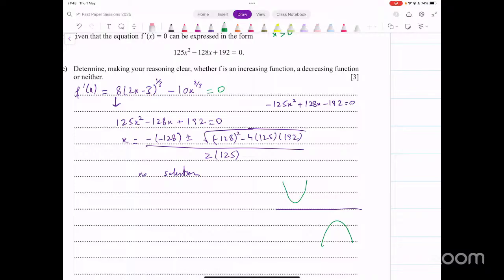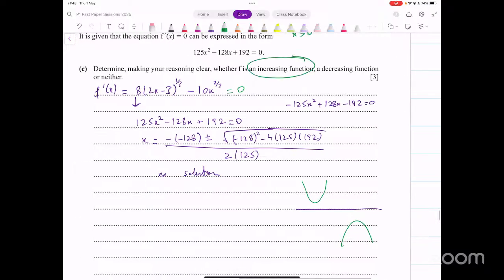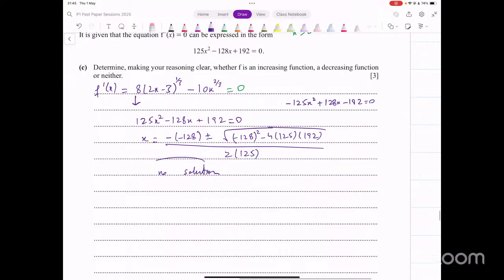Either it's always positive, that means it's an increasing function, or it's always negative. In that case, it's a decreasing function. Now, how do we know which one it is? Whether it's always positive or always negative? This at least tells us that it's going to be one of these two. It can't be neither. Neither is when some part of the derivative is below the x-axis and some is above the x-axis. In that case, some of it is increasing, some of it is decreasing, and you would say it's neither. But what this no solution proves is it's either always positive or always negative.